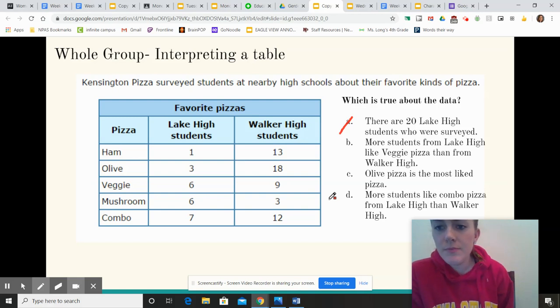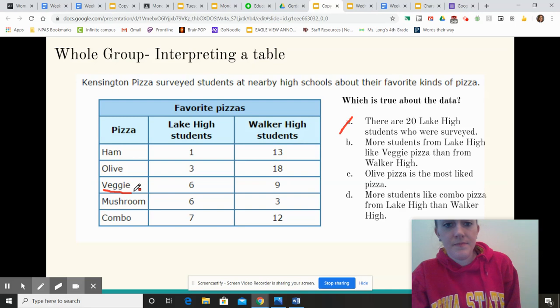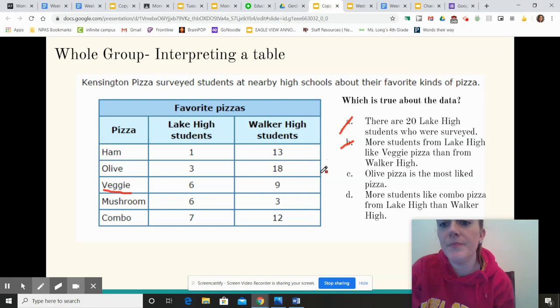B: more students from Lake High like veggie pizza than from Walker High. So I would have to look right at veggie pizza. Okay, so more students from Lake High like veggie pizza. They like six students like veggie pizza than Walker. Well, 9 students like veggie pizza. So that also is not true. So I'm going to cross that out.